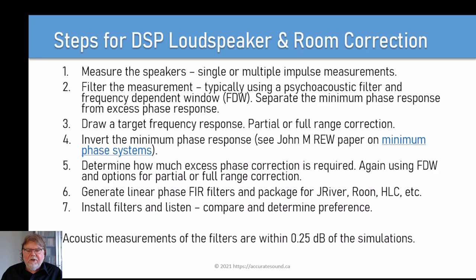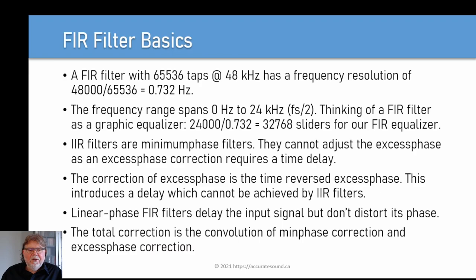We want to talk a little bit about some FIR filter basics first. So a FIR filter with 65,536 taps at 48 kilohertz has a frequency resolution of 0.732 hertz. That frequency range spans from 0 hertz to 24 kilohertz, and if we think of a FIR filter as a graphic equalizer, we actually get 32,768 sliders for our FIR equalizer. That's a lot of resolution.